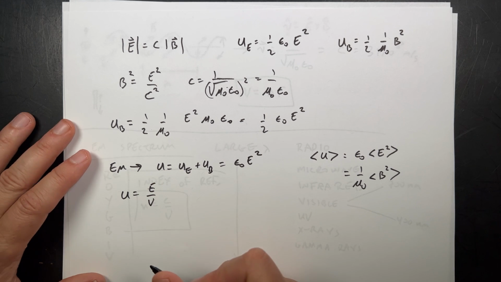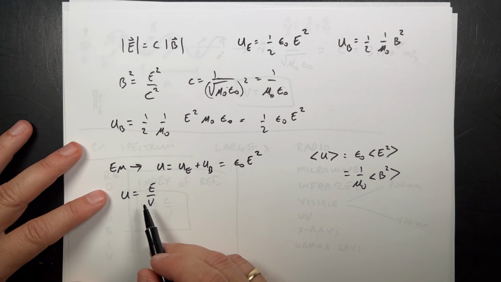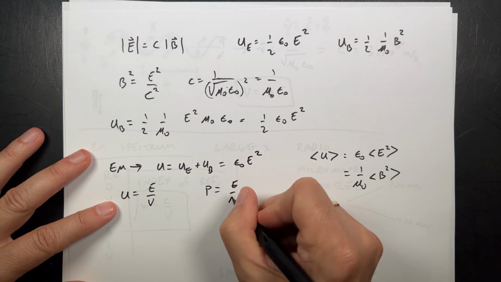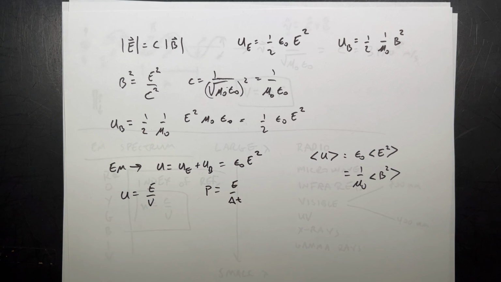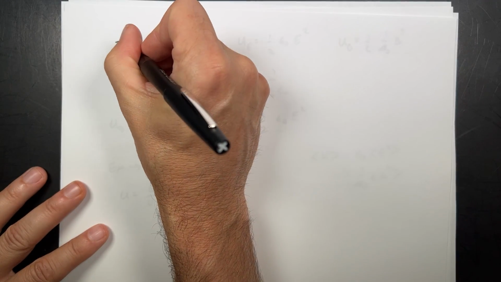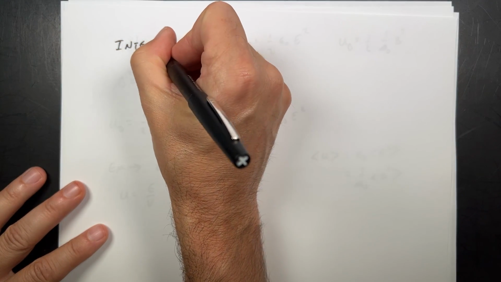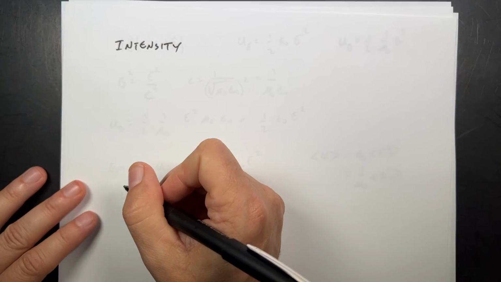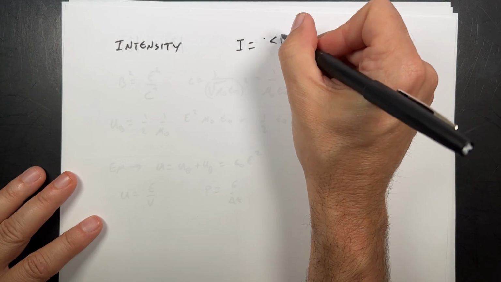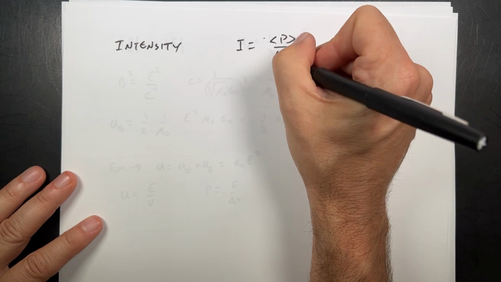Now, one of the things that we're going to look at is power. So remember that power is energy over the change in time. And that leads us to intensity. So we define intensity of light as the average power per area.